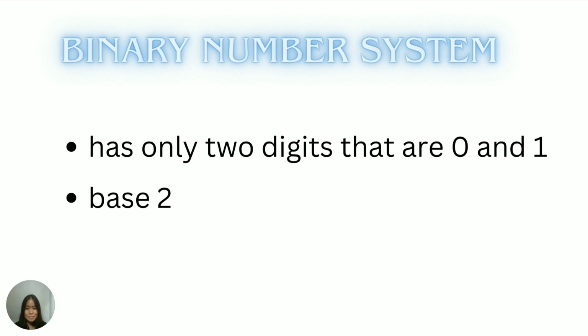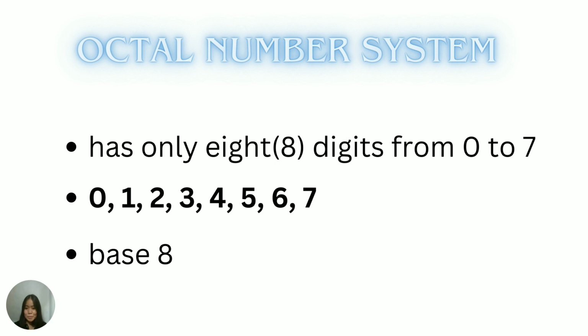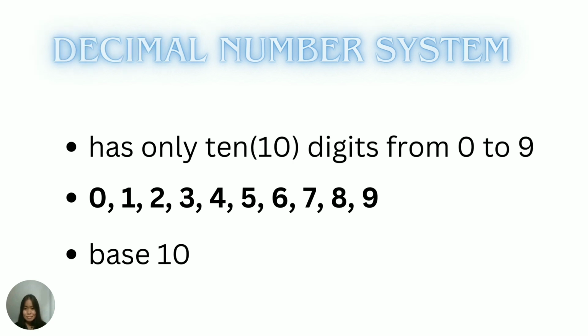The binary system is a base 2 system which has only two digits, that are 0 and 1. Each number or value is represented by zeros and ones, 0 being an off state and 1 being an on state. Next, we have the octal number system, which is a base 8 system that has only 8 digits from 0 to 7. Each number or value is represented with 0, 1, 2, 3, 4, 5, 6, 7.